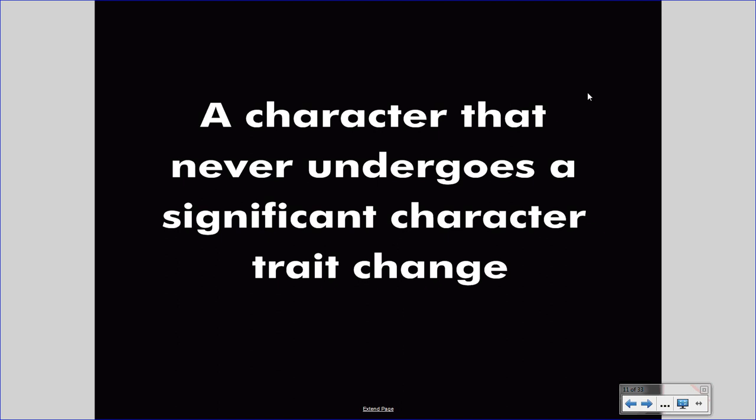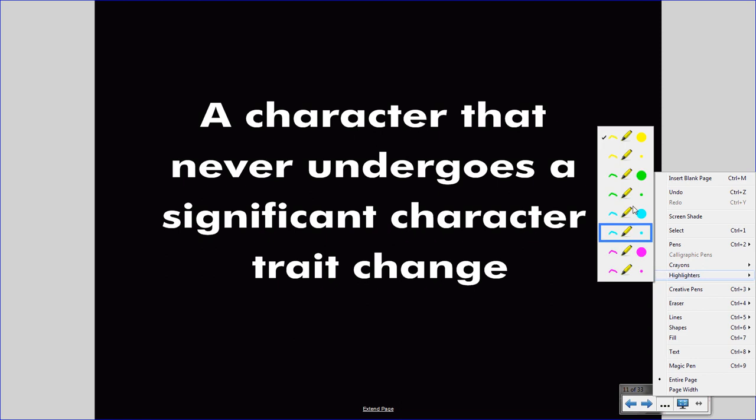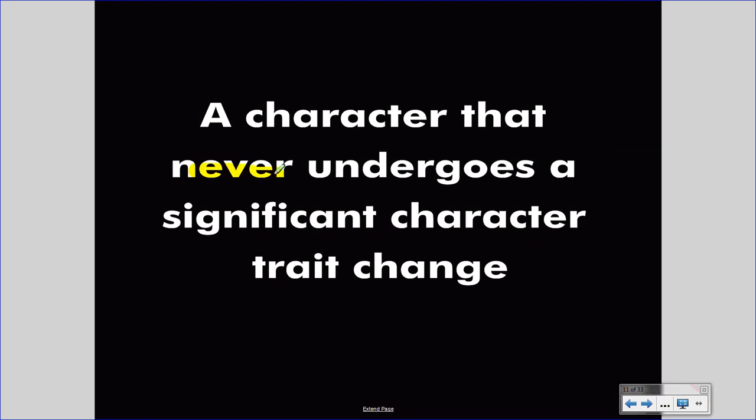A static character is a character that never undergoes a significant character trait change. It's important to understand that this character never undergoes a significant character trait change. They are the same at the end as they were at the beginning. It's simple to prove that somebody was the same at the end as at the beginning, and we'll talk about that a little bit later. But it's important to understand that a static character is one that does not change.